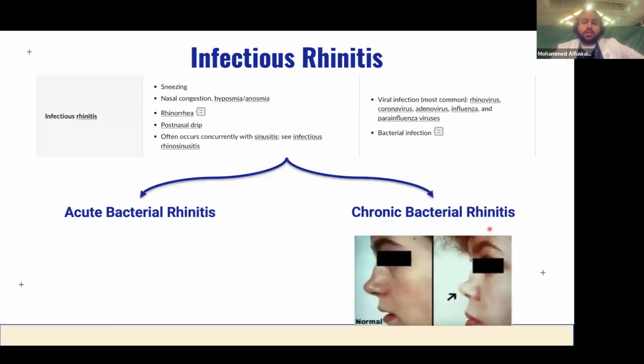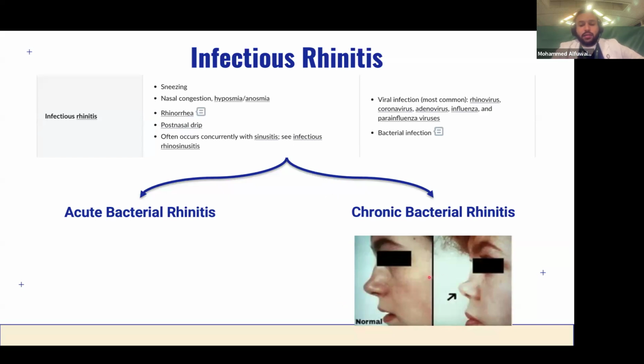Then we go into infectious, which is also non-allergic. In this case, it's very simple. It's because of infection. There's viral and there's bacterial. Viral, the most common is rhinovirus, and you have corona, adeno, influenza, and so on. Then bacterial infection, which happens above it, superimposed. There is acute, there is chronic. Acute, you also have furuncles, carbuncles, all these things that happen externally and then spread into the nose. Then chronic. Chronic is some bacteria.